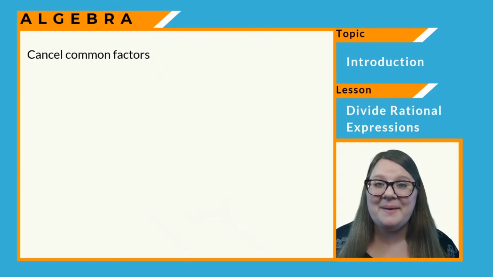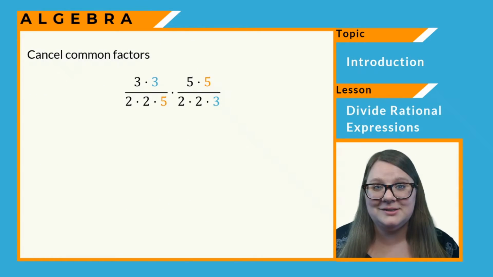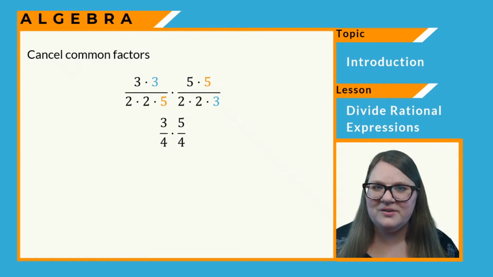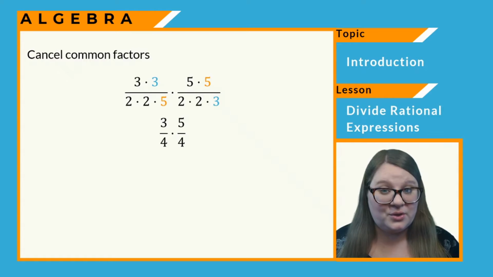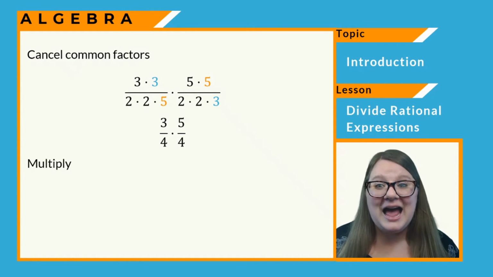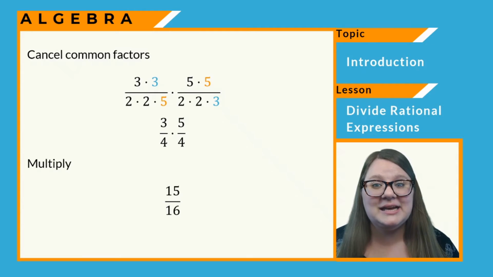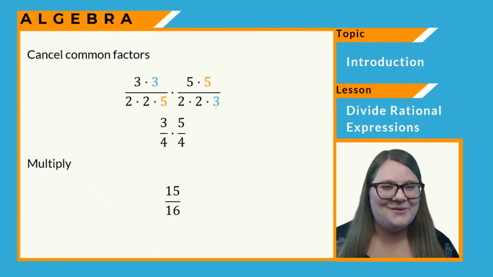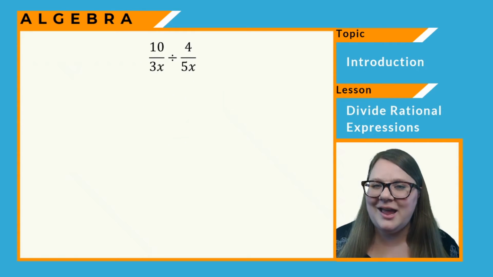Now that I have that set up, I can cancel all common factors. So you can see I have a 3 in the top and bottom and a 5 in the top and bottom. Once I get rid of those, my first fraction becomes 3 over 4, and my second fraction becomes 5 over 4. I can multiply those together to get 15 over 16. Not too bad, right?